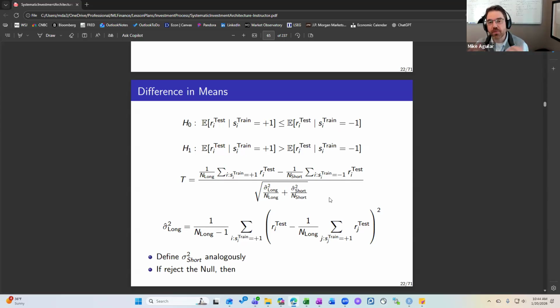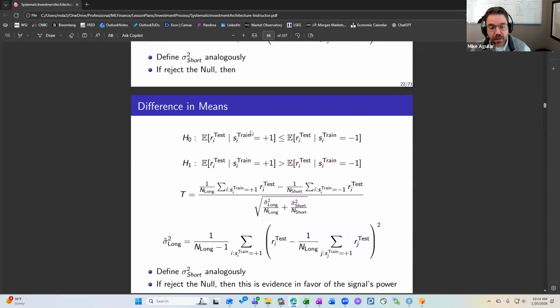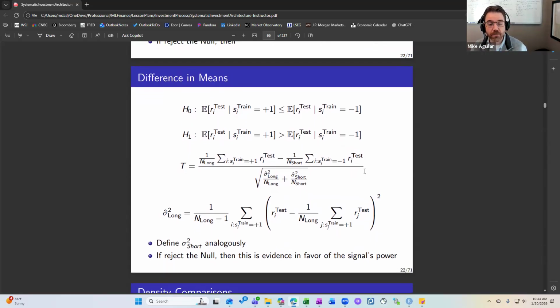Now we have two samples. They're not quite paired, so we have a two sample t-test. It's one tail, because it's less than versus greater than. And we're going to reject the null if the evidence is in favor of the signal's power. So if I reject, remember reject is a small p-value, then I'm going with that alternative, which means that the training signal of +1 was greater than for -1, that it worked.